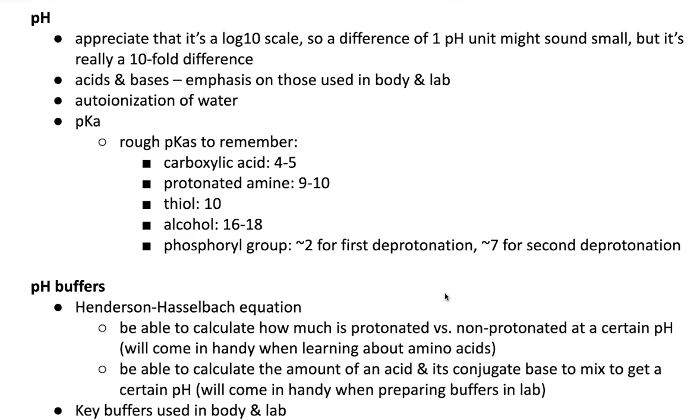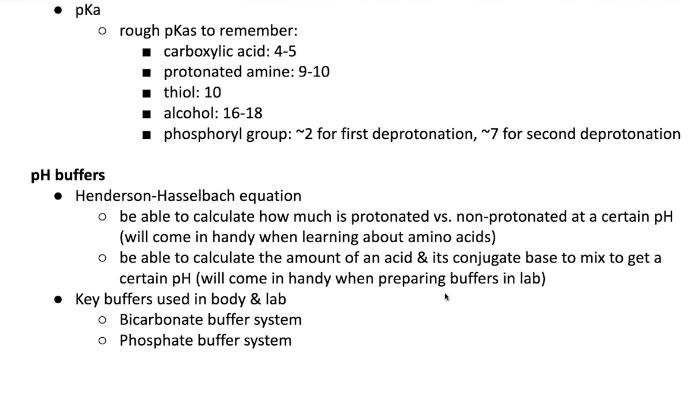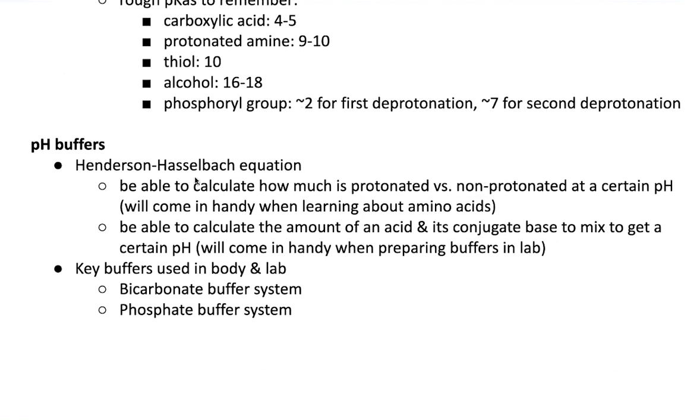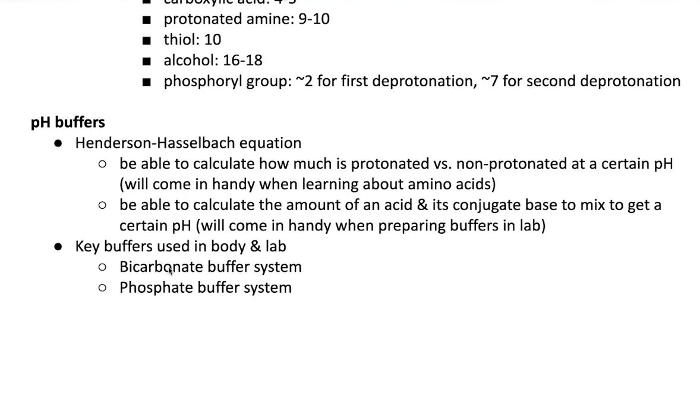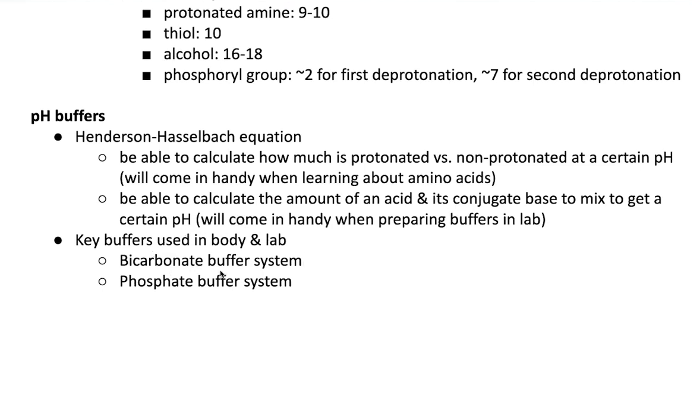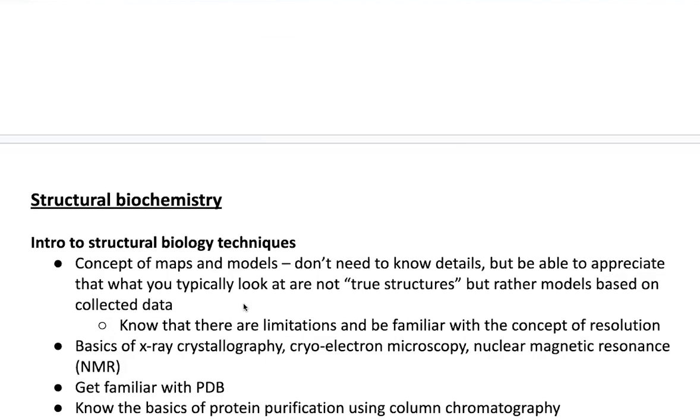And so we can actually put this into an equation, and we can use the Henderson-Hasselbalch equation to calculate how much is protonated versus non-protonated at a certain pH. This is going to come in really handy when you're learning about those amino acids. You can use the Henderson-Hasselbalch equation to calculate the amount of an acid and its conjugate base, and to calculate the amount that you need to mix in order to get a certain pH. This will come in handy when you prepare buffers in the lab. And know the key buffers used in the body and in the lab. So focus on the bicarbonate buffer system and the phosphate buffer system.